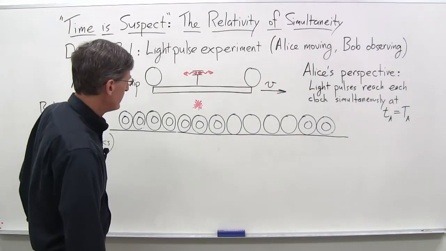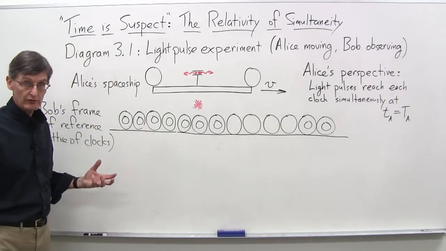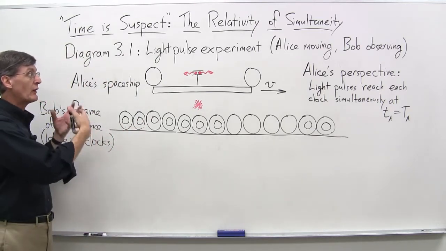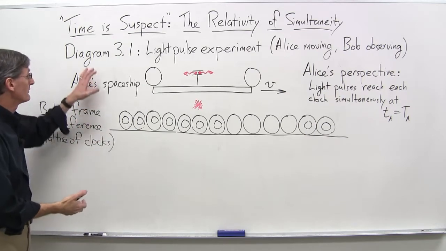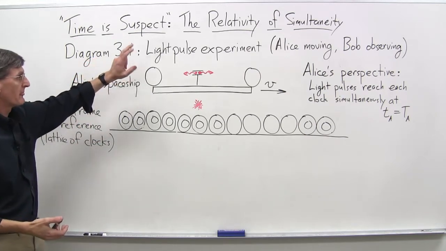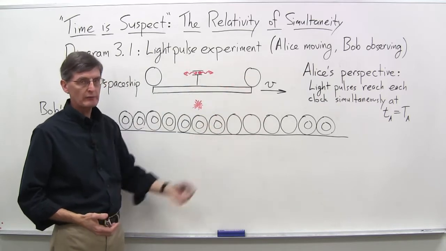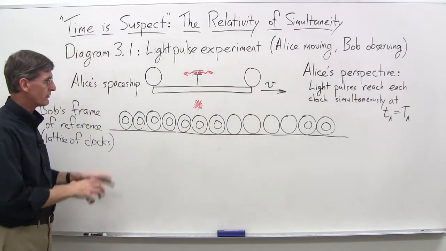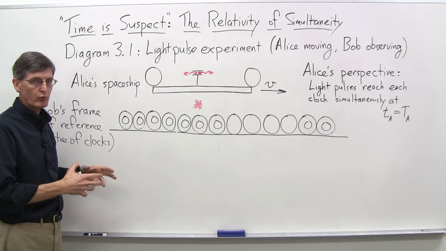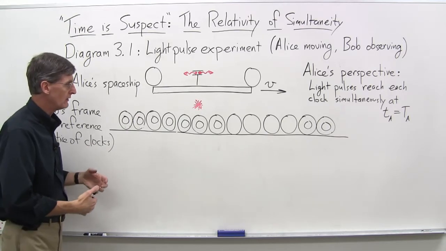Now let's look at the same experiment we just did with paintballs, except now we're going to use light pulses. So this is diagram 3.1, the light pulse experiment. Again, Alice is moving in her spaceship. Bob is going to be observing. To start off, let's remind ourselves of one point that will be very key here.